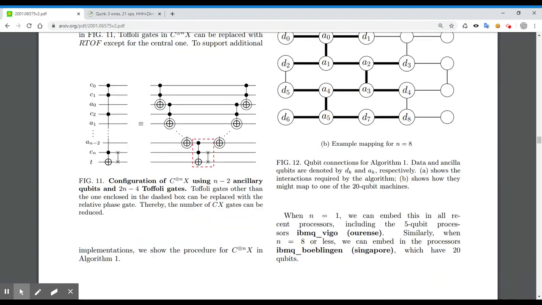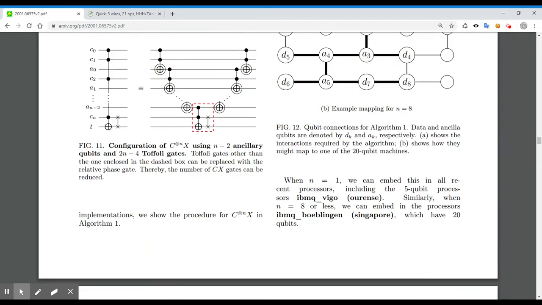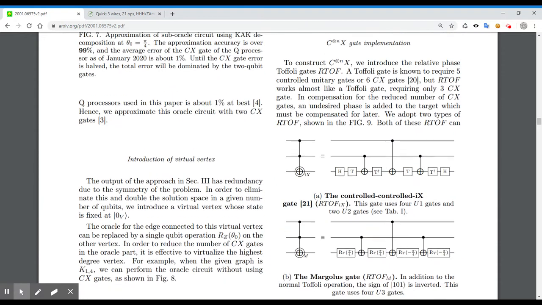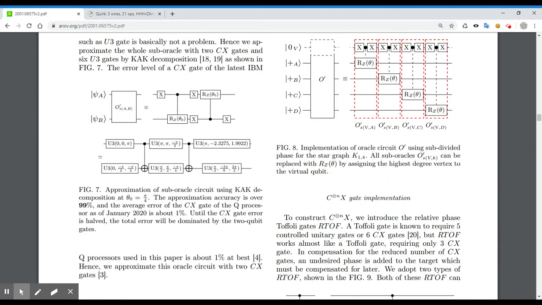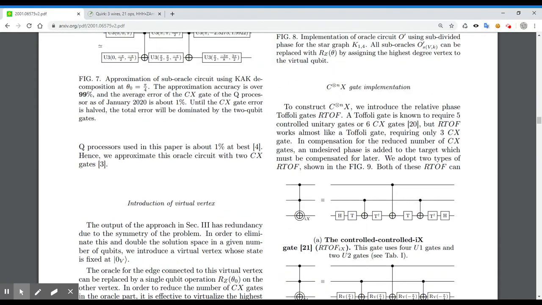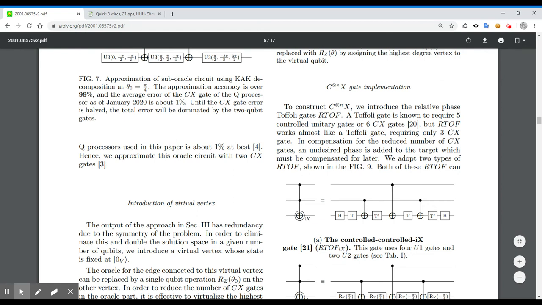Okay, there's a lot of stuff in here. Let's take it step by step. Kind of skim through this. I mean, first of all, what's Artoff? So we introduced the relative phase Toffoli gate.